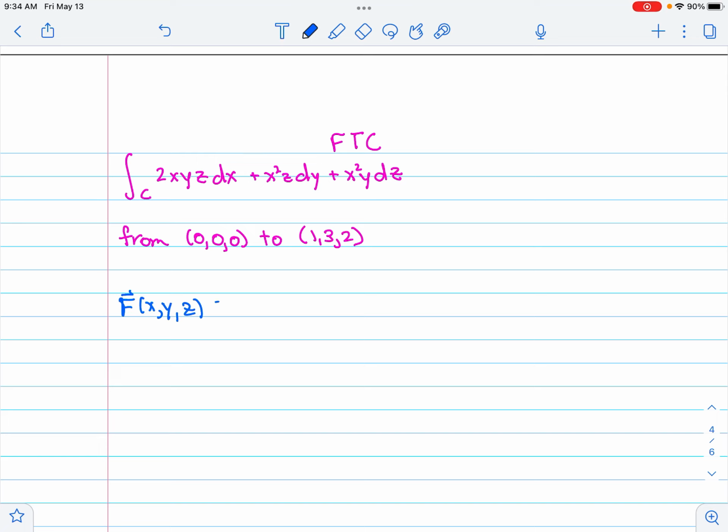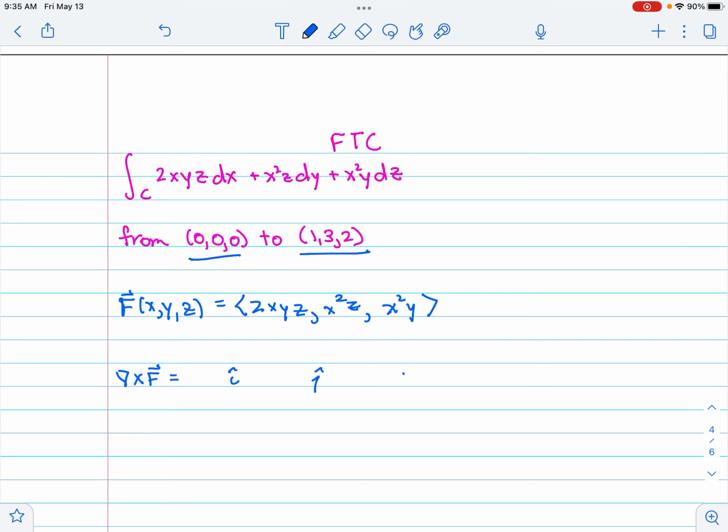We've got 2xyz. We've got x squared z. And we've got x squared y. Now, if this vector field is conservative, in other words, if this is someone's gradient, then we can find that potential function, the function that we take the gradient of, and we can just use the fundamental theorem. We can plug in this point minus this point. So let's see if it is conservative. So let's take the curl of this function. This is how we find out.